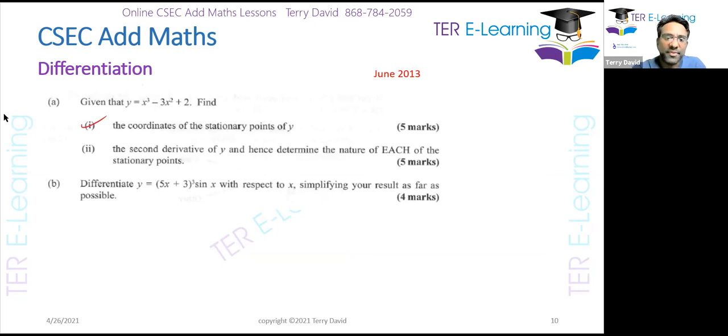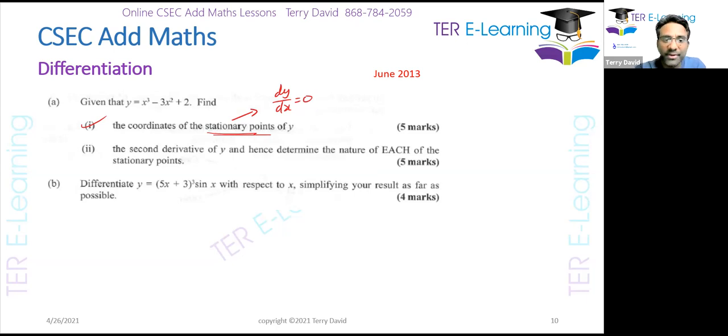Now, when you want to find stationary points, your dy/dx has to be equal to 0. Whenever you hear that, that's the first thing that should be going through your head: dy/dx is equal to 0 at a stationary point. A stationary point could be a maximum point, a minimum point, or a point of inflection.